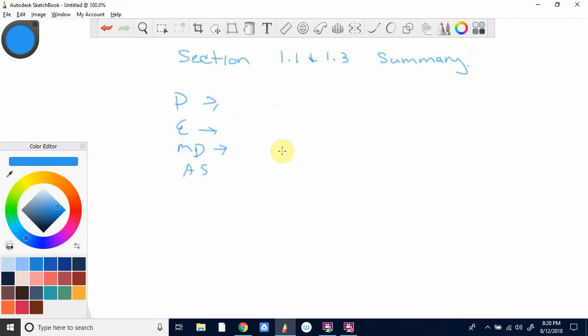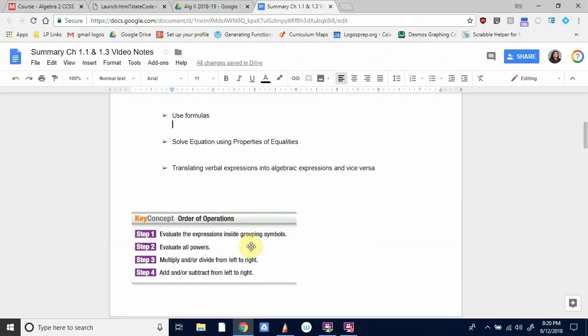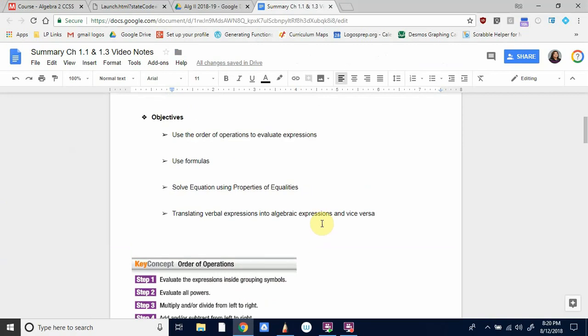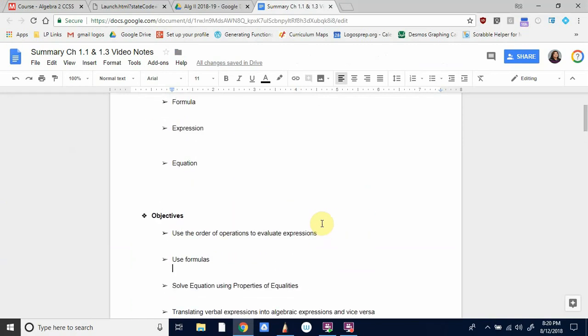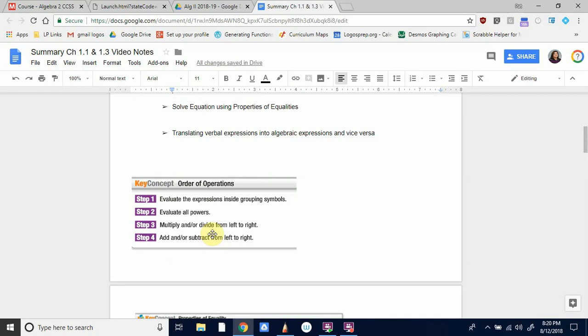So you can have multiplication, division, division, multiplication, division, division. You just go from left to right. You don't pick multiplication first and then go back and do division. Same thing for this next group, which is addition and subtraction. And if you look on your sheet, it says evaluate the expressions inside grouping symbols. Know what grouping symbols are: parentheses, braces, brackets, division bar, distribution, absolute value. Those are all considered expressions inside grouping symbols.